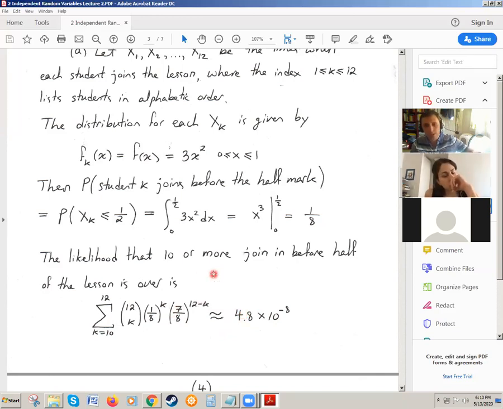Now, second question is, what's the probability that the students, once they join, when they are joining through the session, join in dictionary order from the first person on my list all the way to the last person on the list? What's the probability of that? That might be useful for your final.